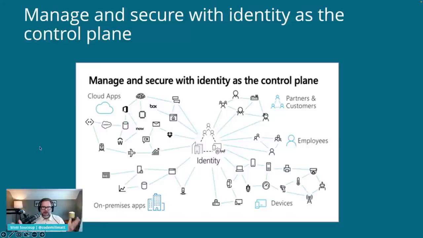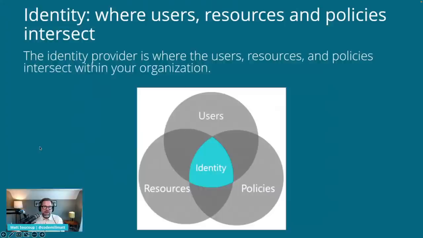And even better, when you think about this, this is a great Venn diagram, as they call it, where you have the users, you have the resources and you have the policies. And when you lap them all together, that's the identity. So the users are people, me, you. They could also be things like a device trying to get in. The resources are what they're trying to get to.